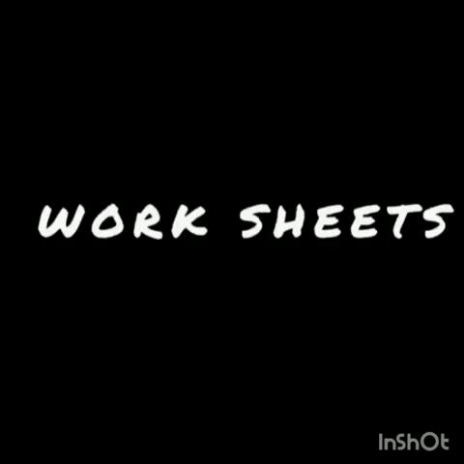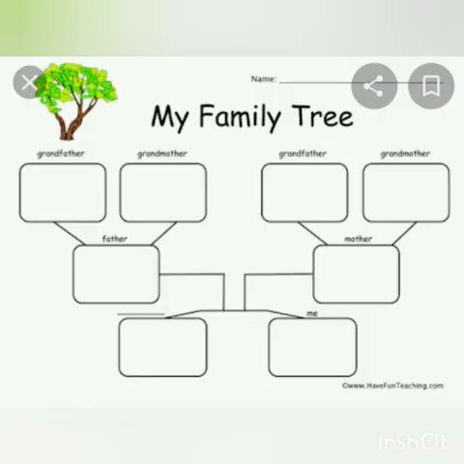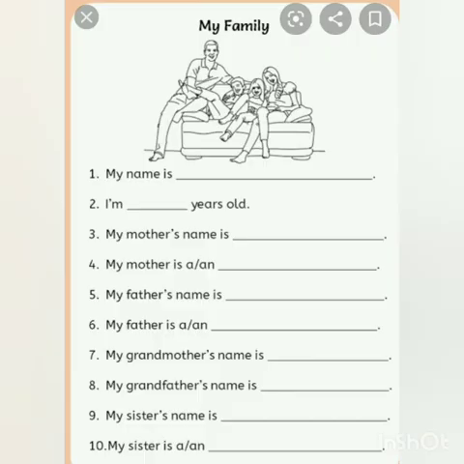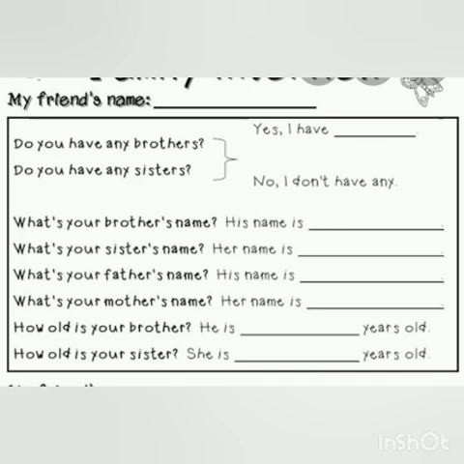Now it's time for us to do our worksheet. See children, here I have given you the family tree. Please can you fill in your father's and grandparents' names? It's enough. Then I have given you something to write about your family. That is, you have to write your name, how old you are, your father's name, mother's name, sister's name. Okay, you can all write this in your rough note.